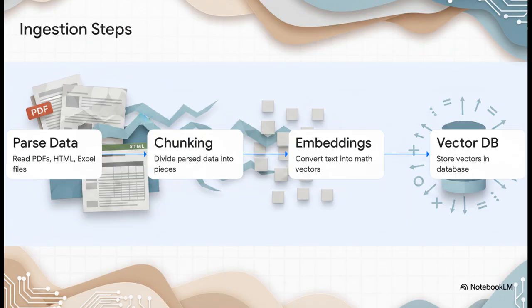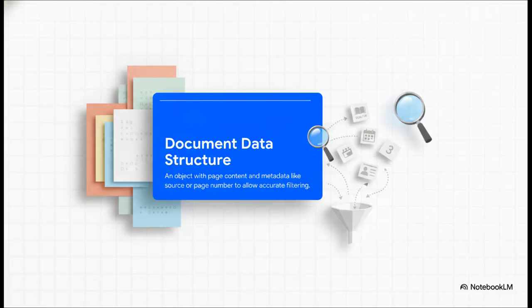Let's zoom in on that parsing step. Before we even think about chunking, we have to parse our raw files into a document data structure. Now, this object has 2 parts, the page content, which is obviously the actual text, and the metadata. Do not sleep on metadata. This is all your contextual stuff, the file source, page numbers, author names. Tracking metadata is absolutely just as important as the text itself, because later on, it's what lets you run highly accurate filters, like telling the system to only search for answers in a policy document written by the HR director.